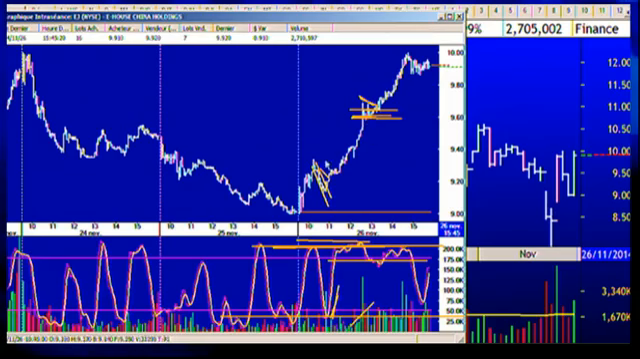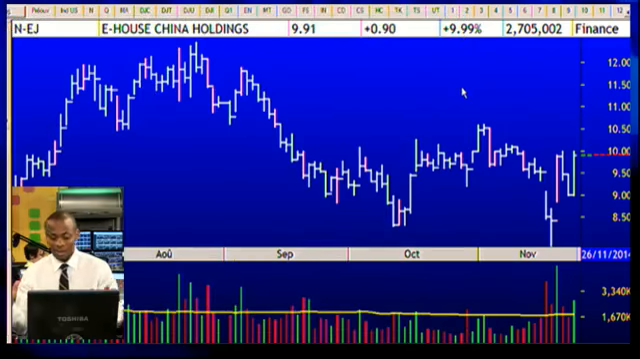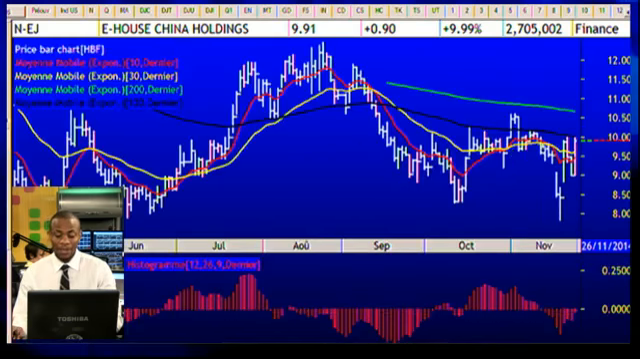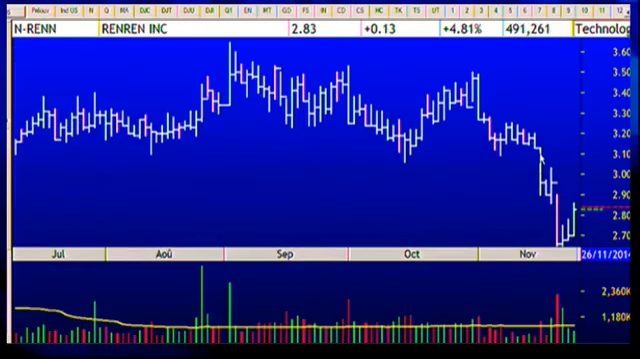So eHouse China Holding had two great entry points for day trading today. And if you want to take a look at more data on a stock like that, by looking at this, we see that we have reached right now the 100-day moving average at 10.07. So that might be a point where we might actually have a pause on eHouse China Holding.